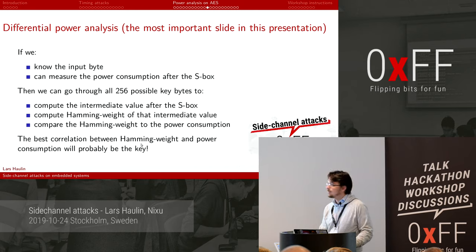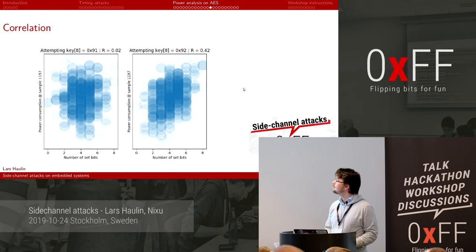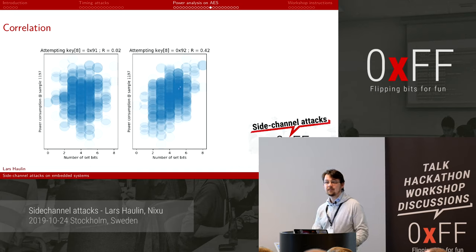So what does this look like? Here I plotted the correlation for one byte that was wrong. So I guessed key byte 91, and here I guessed key byte 92. And here we have the number of set bits and the power consumption at that point. So we can see that for the wrong key, we get a sort of round blob. But when we have the correct key, we get this trend that it is increasing when we have a lot of bits set, and it's decreasing when we have fewer bits set. It is not perfect. This is not a straight line, but there is a trend here.